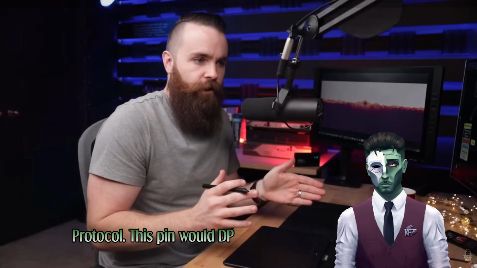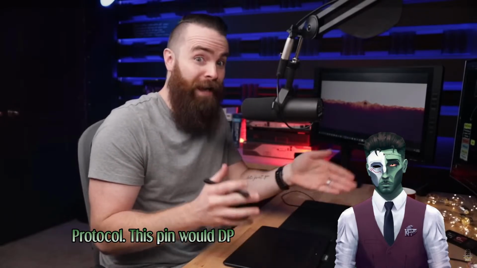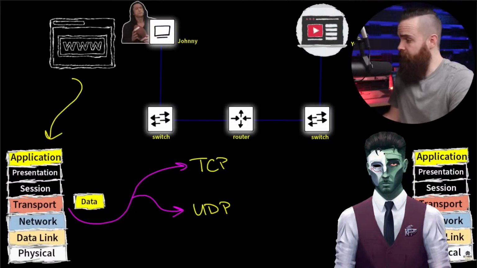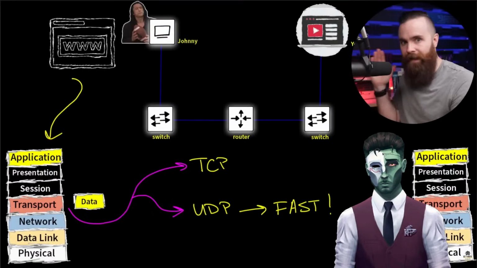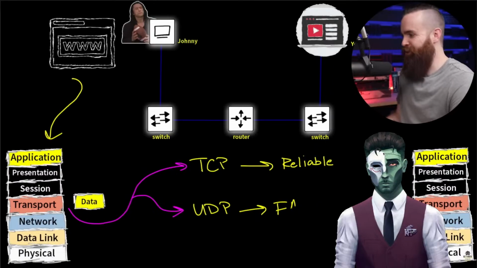Do we want our data to get there really, really fast? Or do we want it to get there safely and make sure it actually gets there? If we want it fast, that's going to be UDP. If we want to make sure it reliably gets there, it's going to be TCP. Let's take a look at TCP first. Let's say we do want to get our stuff there reliably.